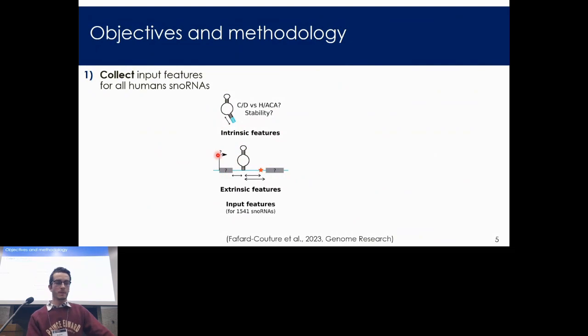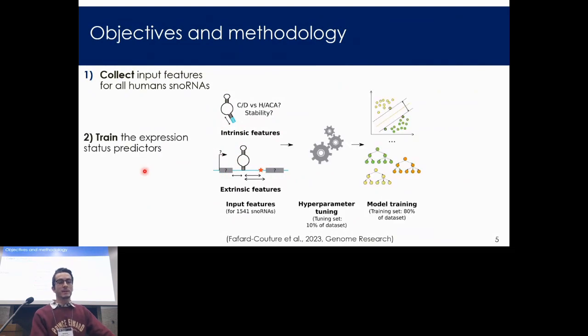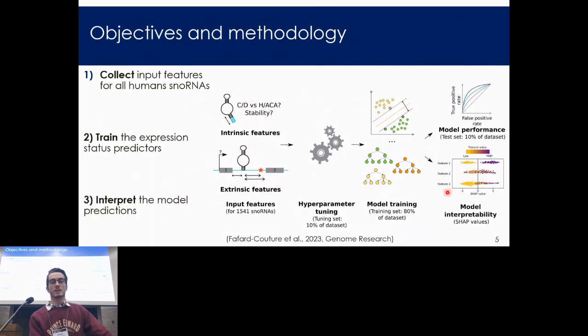The second step is to train different models to predict the expression status of snoRNAs. So basically say, is this snoRNA expressed or not expressed in human tissues based on these different collected features? And if the models perform well, we could then interpret their decisions using SHAP values to give us insight into what are the main expression determinants of snoRNAs. So in the interest of time, I'll skip the first step of this project and I'll go directly to the training of the models. So I trained 5 different model types.